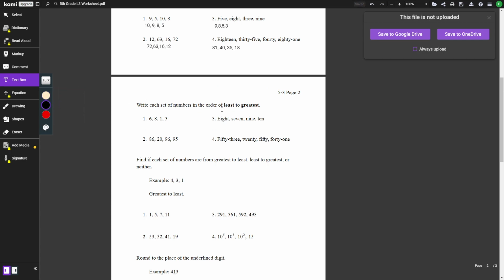Write each set of numbers in the order of least to greatest. The least number here is obviously 1. Second least number is 5, 6, and then 8. Least number here is 20. Then it would be 86, because 86 is less than 96 and 95. Then 95, then 96. Here, 8, 7, 9, 10. Smallest number is 7. Then it would be 8, then 9, then 10. 53, 20, 50, 41. So the smallest number here would be 20, then 41, then 50, then 53.